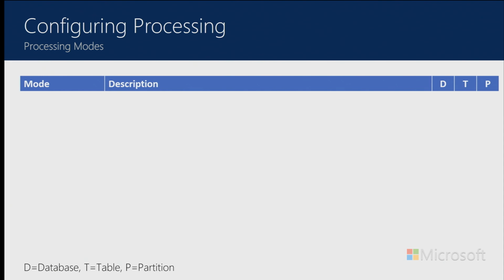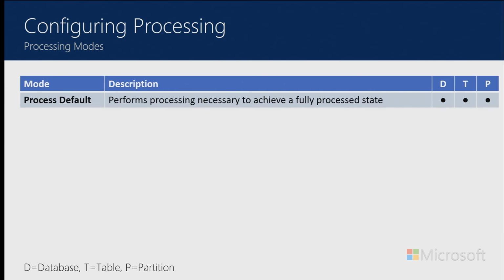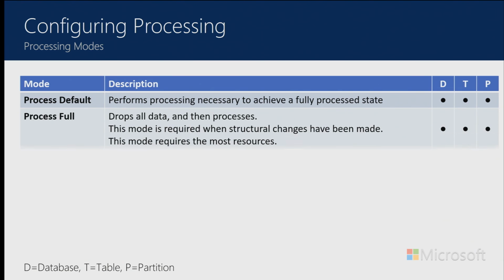We'll take a look at them in terms of mode, description, and whether they apply at database, table, or partition level. The process default performs processing necessary to achieve a fully processed state. So any object in the model that is not yet processed would be processed. A process full will drop all data and then reprocess all tables. This mode is required when structural changes have been made to your model, and the mode requires the most resources.